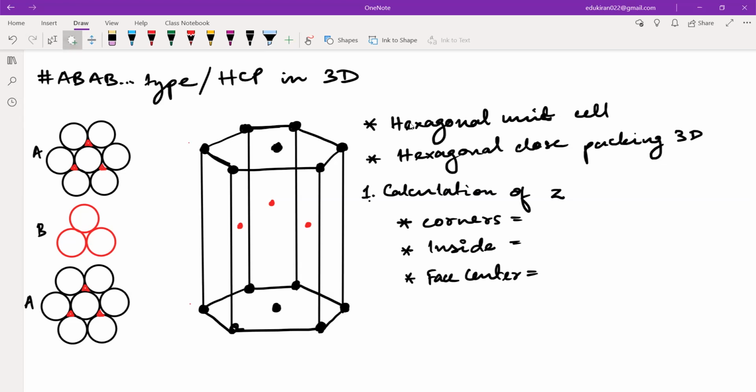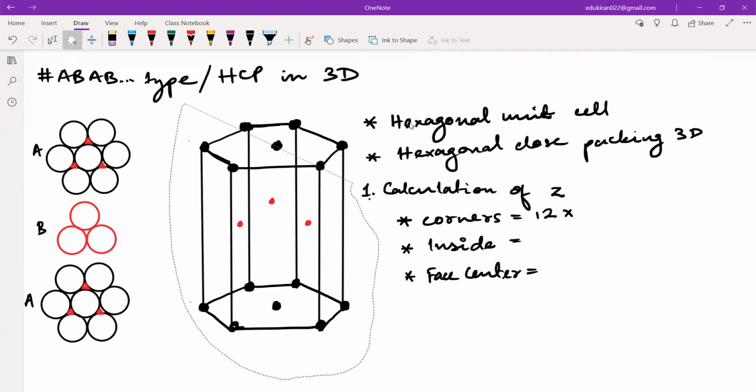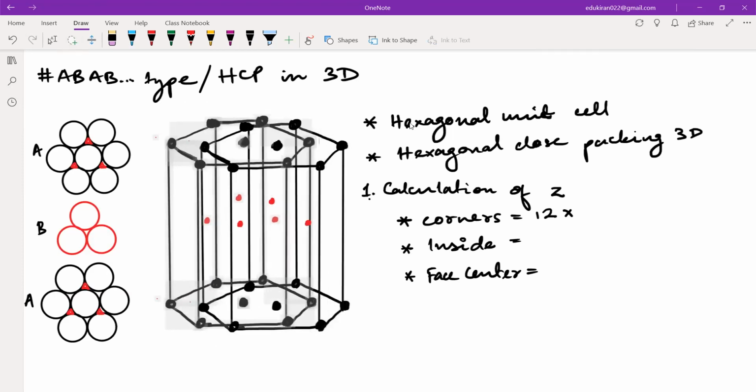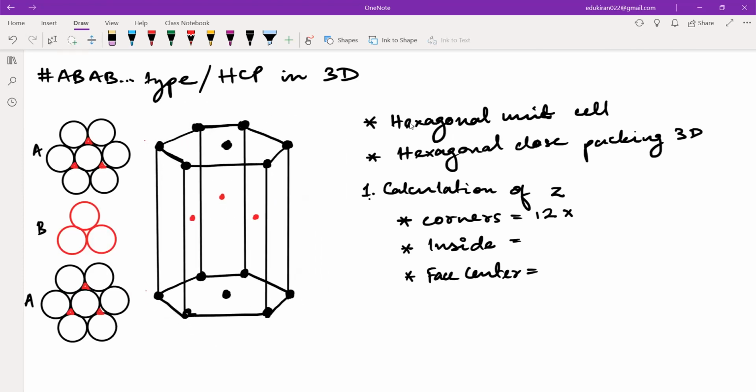If you remember, you can see it, it is here. So these are 12. Now tell me, what do you think will be the contribution of the corner atoms? 1/8, as you remember from the solid state, the cube structure.